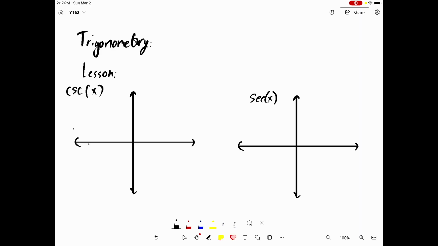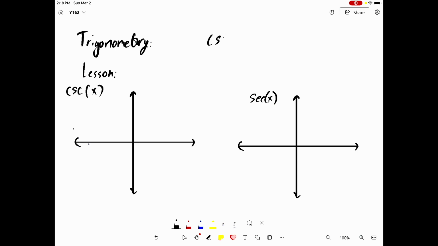Today's lesson is the last lesson in our three-part graphing mini-series of trigonometric functions. For our first video, we had sine and cosine of x. For our second video, we had tangent and cotangent of x. And for our last video, we have cosecant and secant of x. So, odd and even functions are known in trigonometry and otherwise. And before we do it, I just want to touch up on something.